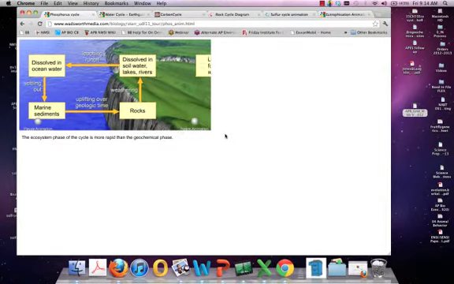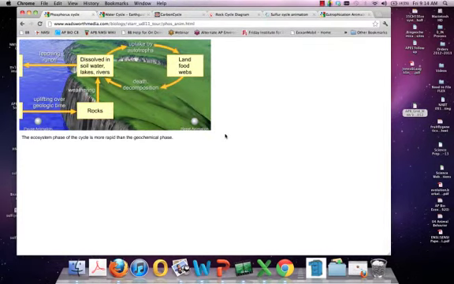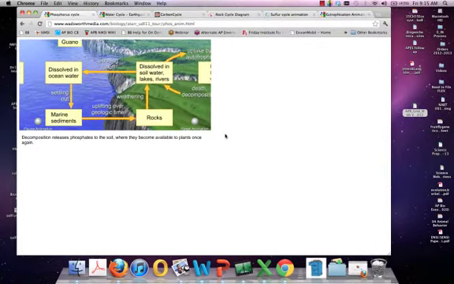The ecosystem phase of the cycle is more rapid than the geochemical phase. On land, plants take up dissolved phosphates from water in the soil. Herbivores get phosphates by eating plants. Carnivores get them by eating herbivores. Decomposers get phosphates by breaking down wastes and dead organisms. Decomposition releases phosphates to the soil, where they become available to plants once again.